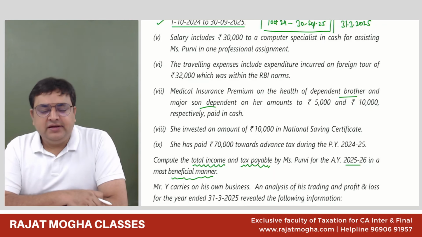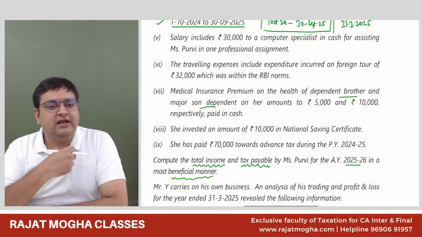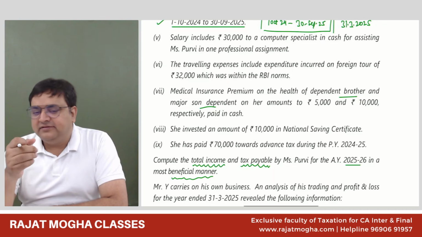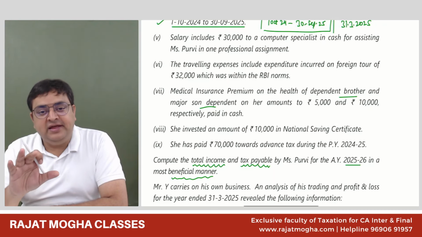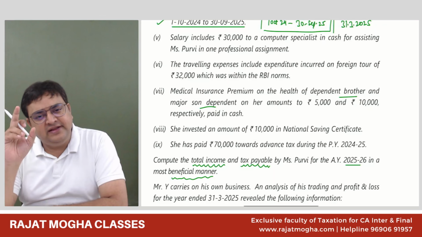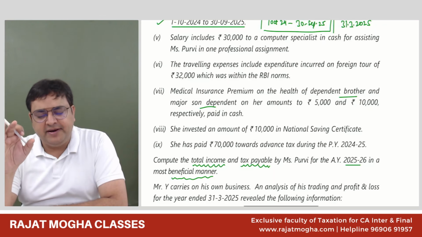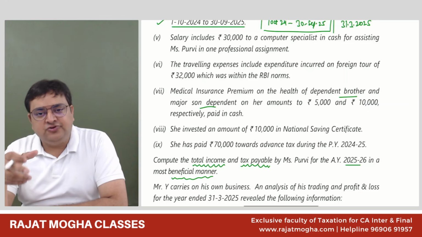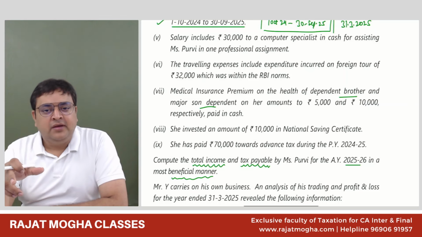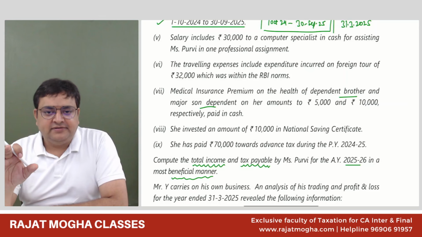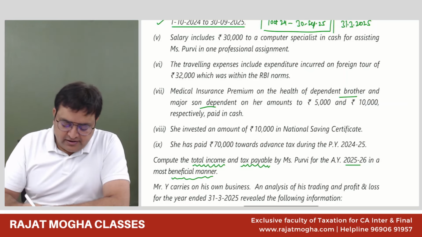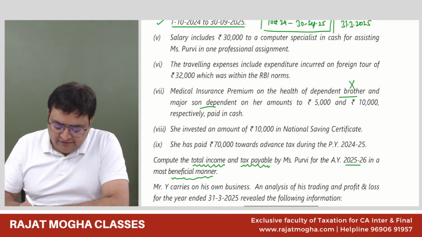See, for 80D, what is the definition? We have two categories in 80D: self, spouse, and children, and that too, in 80D it says dependent children. In 80C it says any children, dependent or non-dependent. So life insurance 80C, any children. Medical insurance 80D, dependent children. The second category is parents, just parents. Brother and sister is not there. So for brother, we will not get this 80D. For son, we can get it.